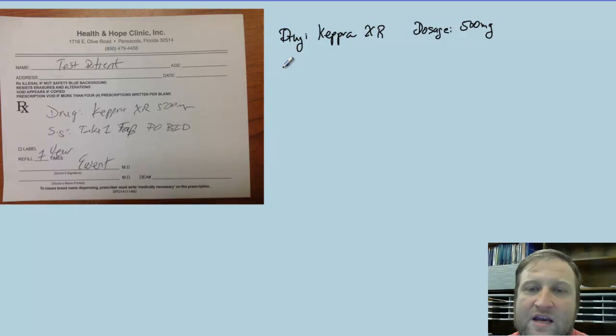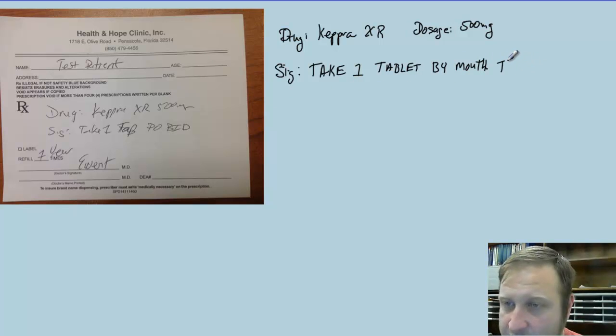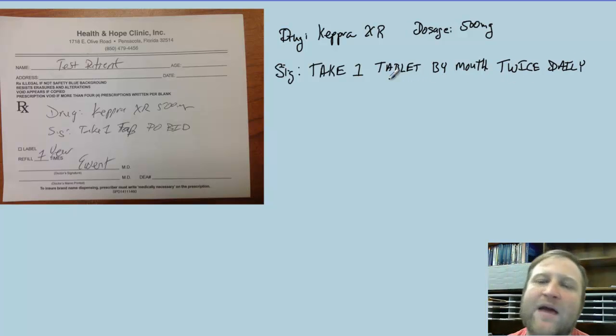We see here that we're going to have to translate the sig. The sig here will be take 1 tab PO BID. So be careful. This is take, in caps, 1 tablet. PO stands for by mouth. And BID stands for twice daily. One tablet by mouth twice daily.